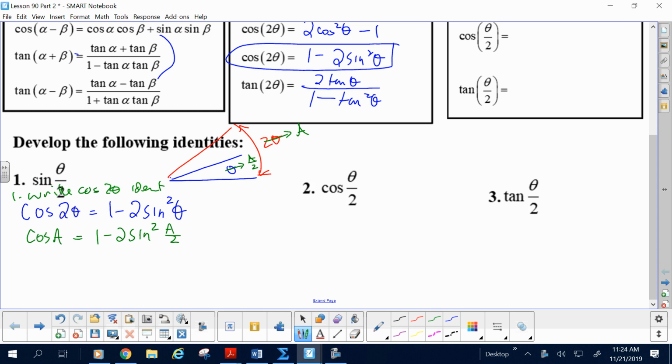So the first thing we're going to do is write the cosine of 2 theta identity that has sine in it only. Okay, that's what we did in the book. The second thing we did is then we replaced theta and 2 theta with a and half a.